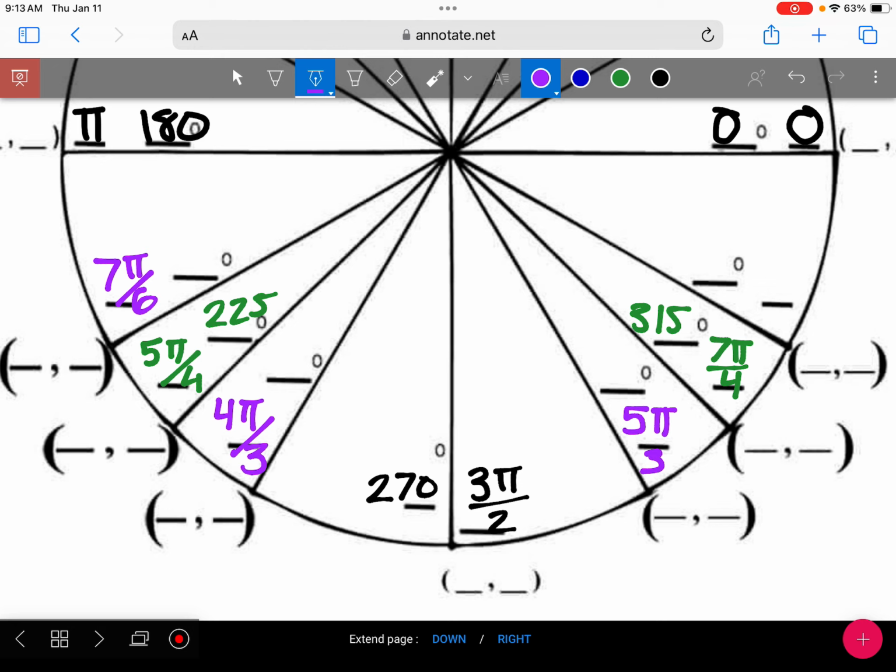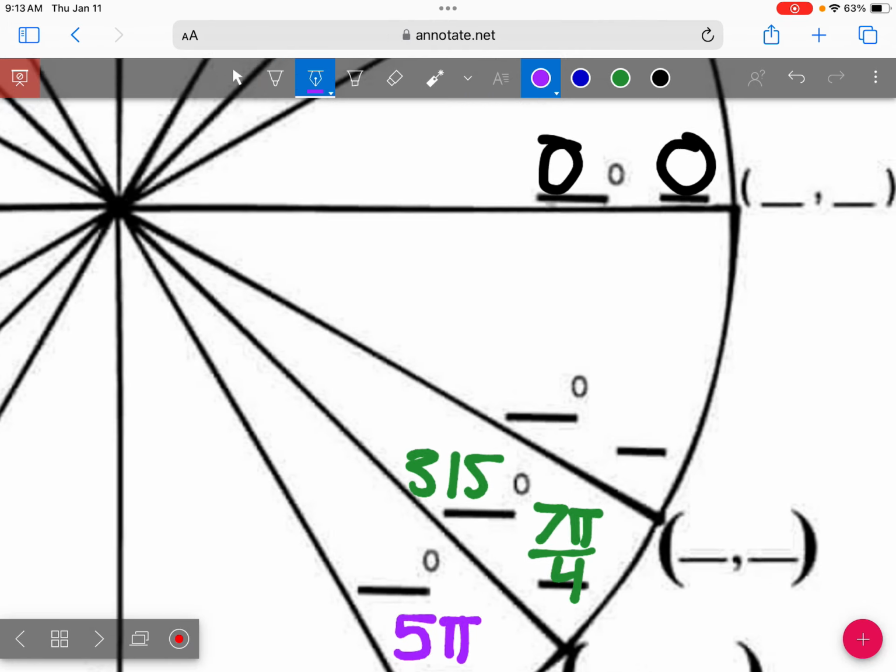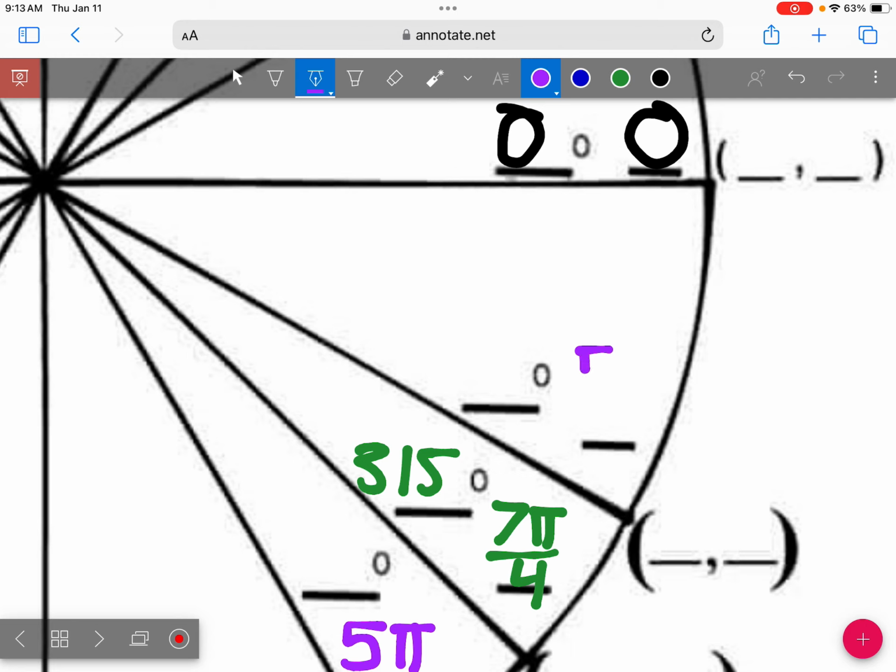And 1 left on the radians. Oh my gosh, we're almost there. And that is 11 pi over 6. That is not the right thing. There we go.